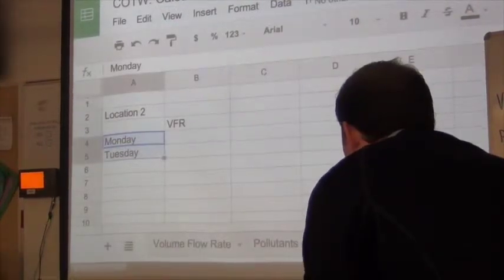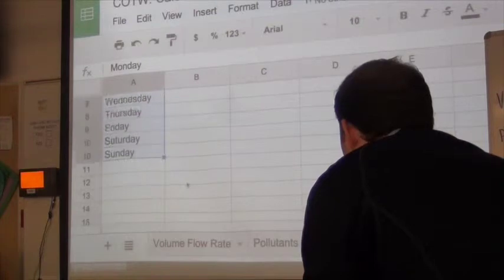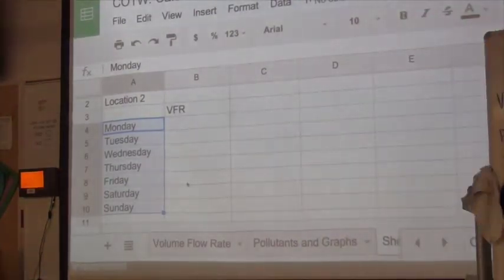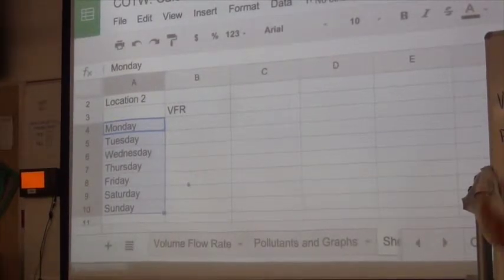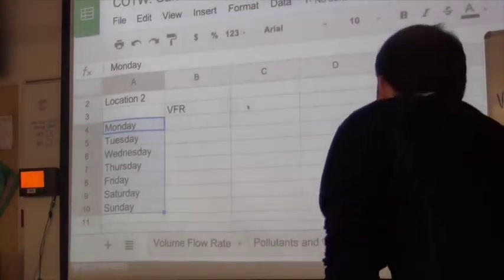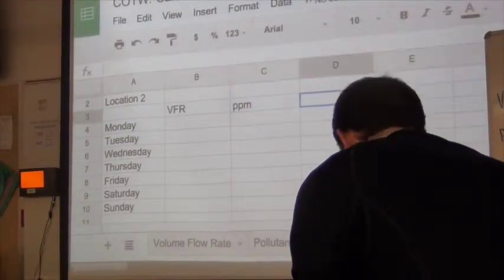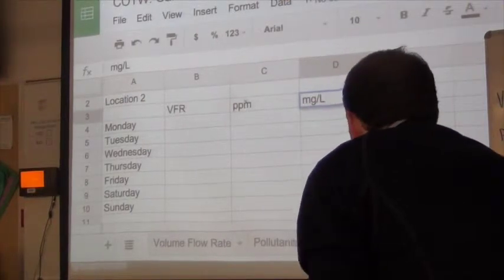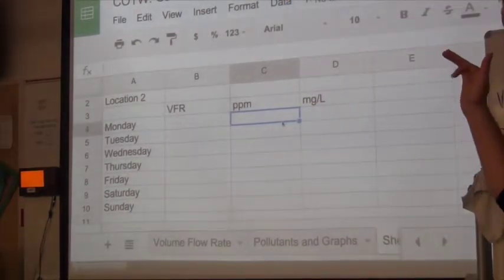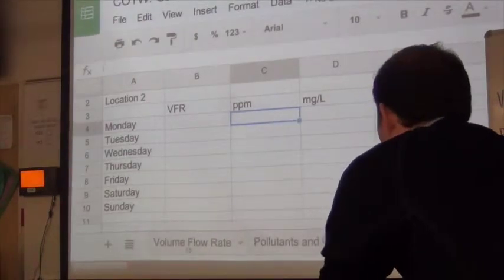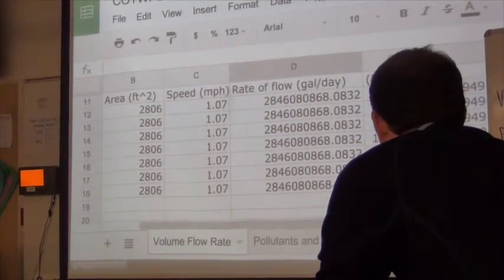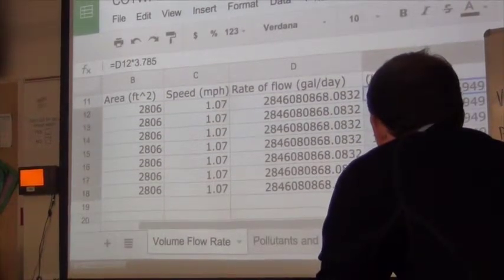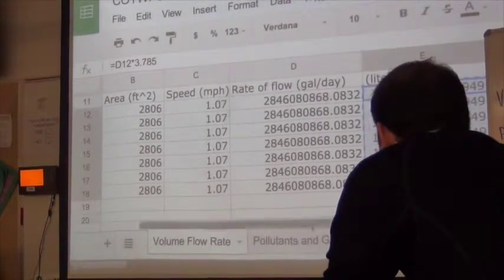Okay, so I need to know each day: Monday, Tuesday, Wednesday, Thursday, Friday, Saturday, Sunday, and then the volume flow rate. In the case of location 2, it's the same for all of them. My volume flow rate is equivalent for all of them. I also need to know my parts per million, which I'll convert to my milligrams per liter. That's what we've covered so far in our discussion. So I'm going to get my volume flow rate at location 2. Now I've got these in a spreadsheet. You may have them on pieces of paper, so you just need to put them in.